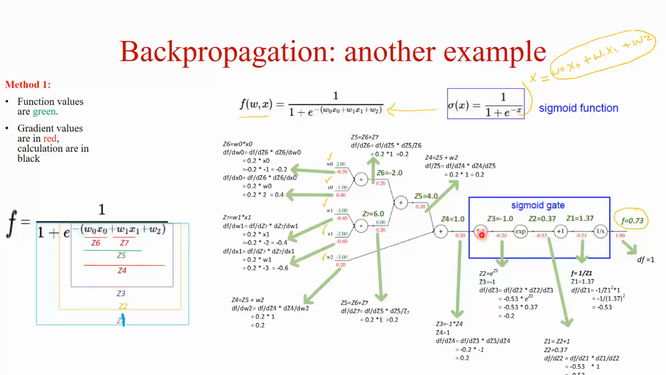Negating z4, 1 multiplied by minus 1, I get minus 1. This is z3. Raising e to the power of z3 gives me z2, which is 0.37. Add 1 to 0.37, I get 1.37, which is z1. And inverting 1.37, 1 over 1.37, I get 0.73, which is the value of the function. So the forward pass gave me the value of 0.73.